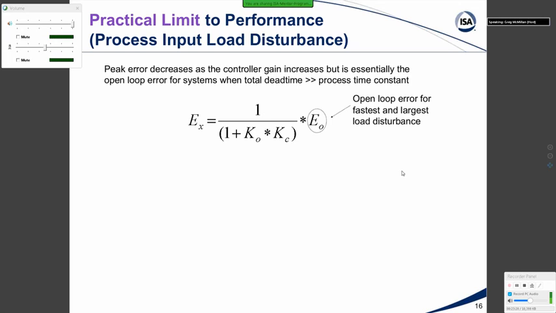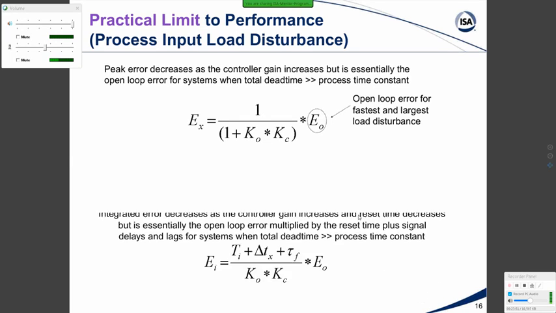Now, the ultimate limit is based on dynamics, but really what we're going to see happening is based on how we tune the controller. In other words, if we foolishly tune the controller, it's as bad as if we have a lot of dead time. So here we're going to look at what is the case in terms of peak error, and it shows how tuning the controller with its gain is going to help us. If we maximize the gain, we're going to reduce the peak error we see as a fraction of that open loop error.